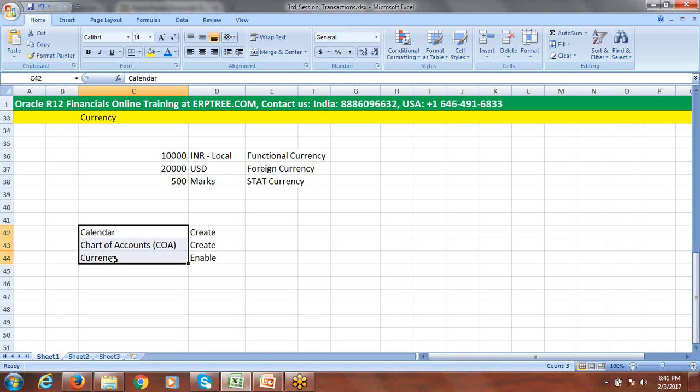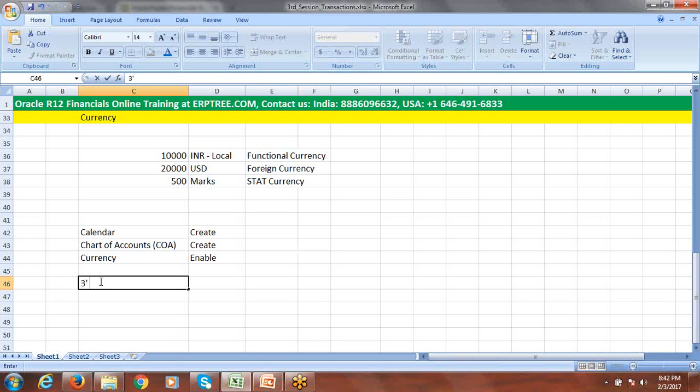For now, the simple understanding is that by using calendar, chart of accounts, and currency, we can record the transaction in the system. If you notice, calendar starts with C, chart of accounts starts with C, and currency starts with C. Instead of saying that by using calendar, chart of accounts, and currency we can create the transaction, I want to simplify the definition. So these 3 starting with C, I call them the 3 C's.